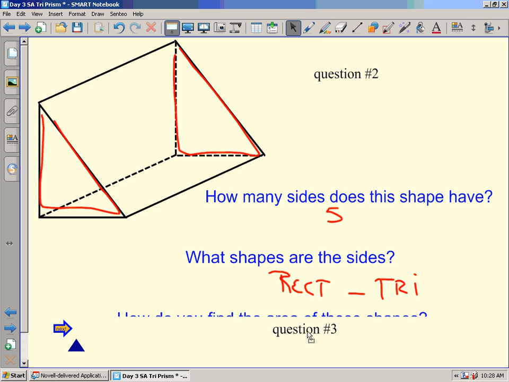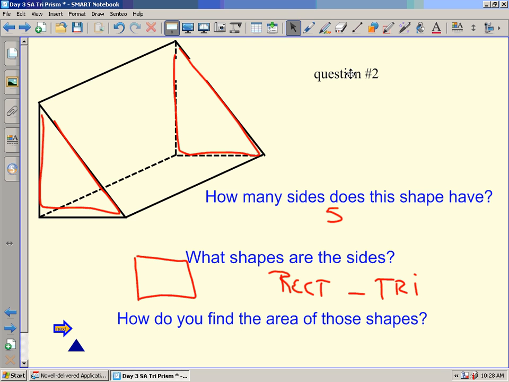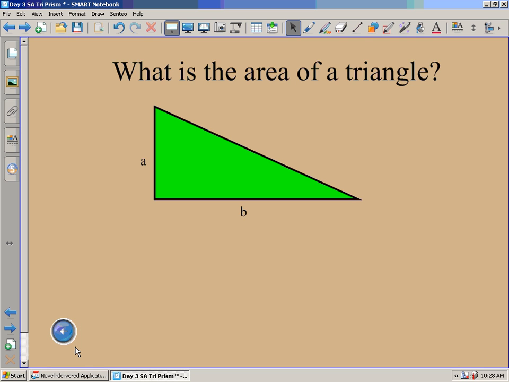And then the last question we need to think about is, how do you find the area of those shapes? Well, we know the area of a rectangle is 1 dimension times the other dimension. So if we can find our 2 dimensions, we can find the area of that rectangle. But how about a triangle? So we're trying to find the area of this.